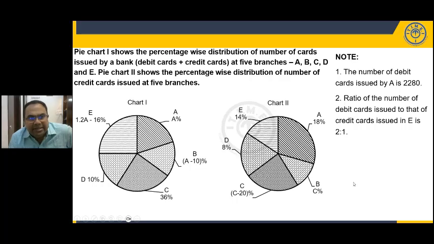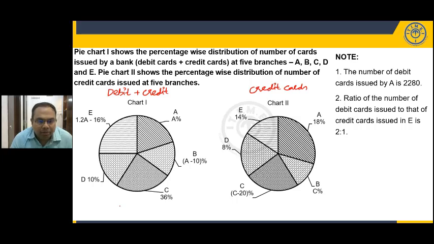Let's look at this. Pie chart 1 shows the percentage-wise distribution of the number of cards issued by a bank, debit cards and credit cards. So this chart shows the total number of debit cards plus credit cards issued by the bank at 5 branches A, B, C, D, E. Pie chart 2 shows the percentage-wise distribution of the number of credit cards issued at the 5 branches. This gives me information about credit cards. Now, let me understand this first.